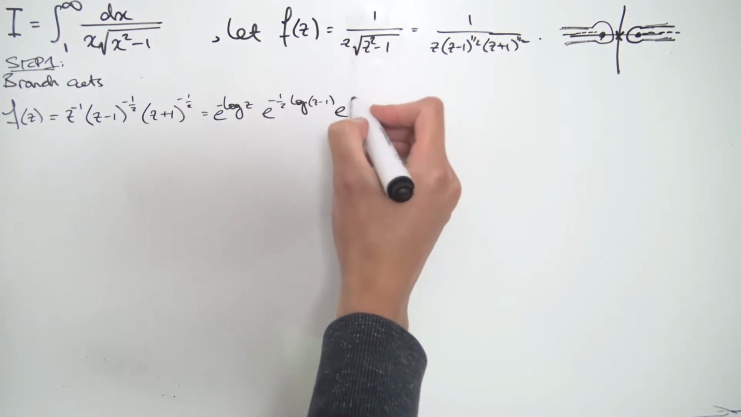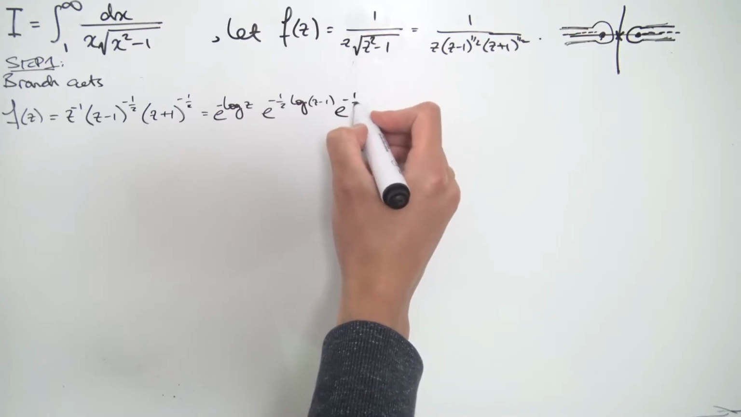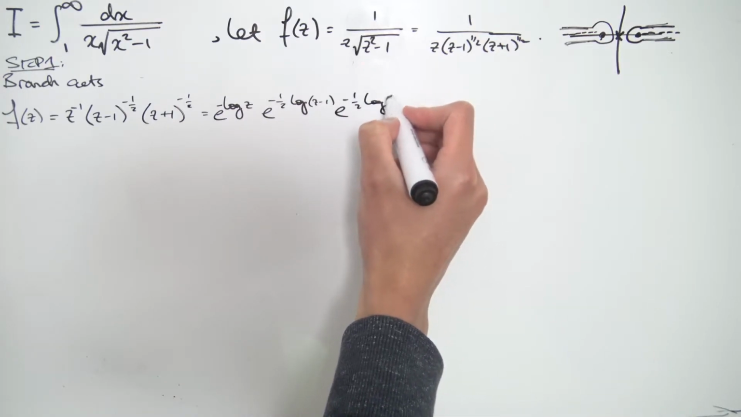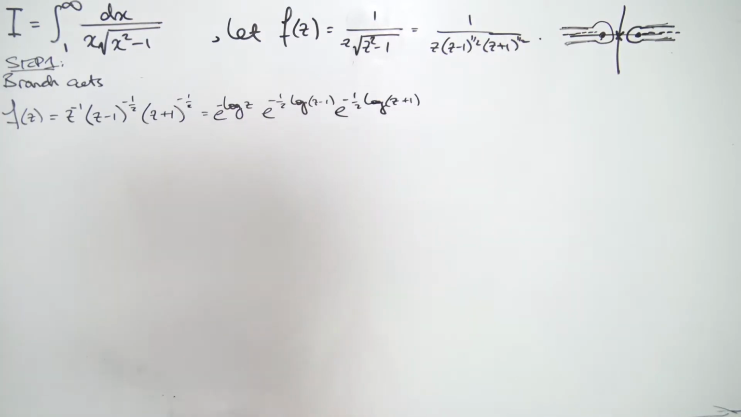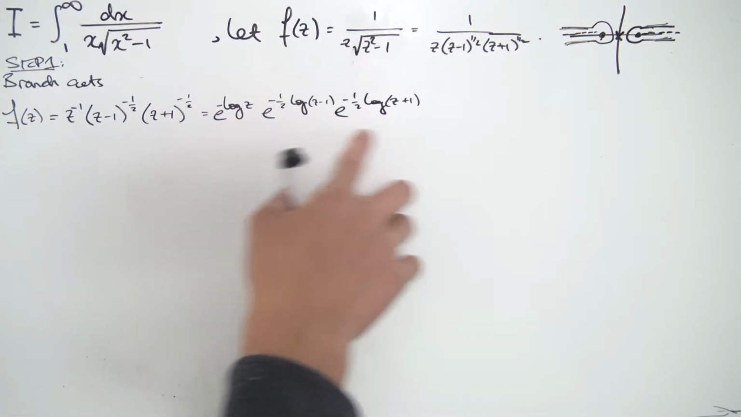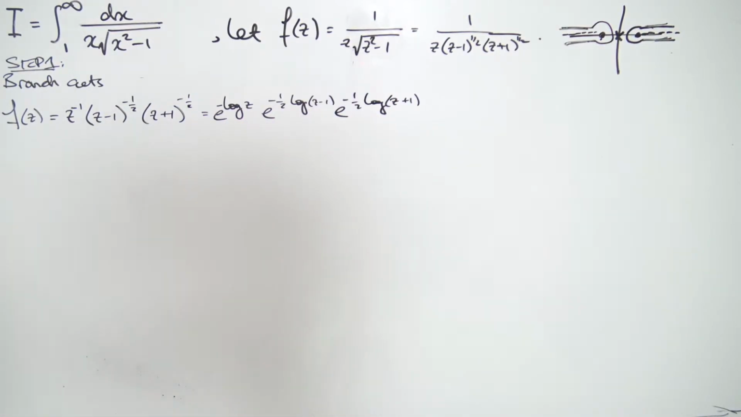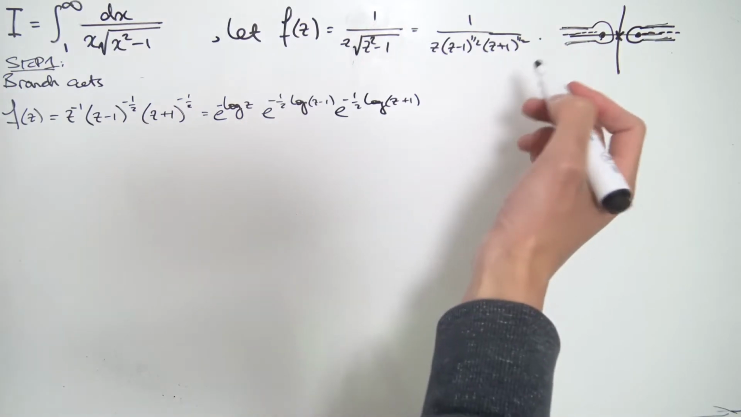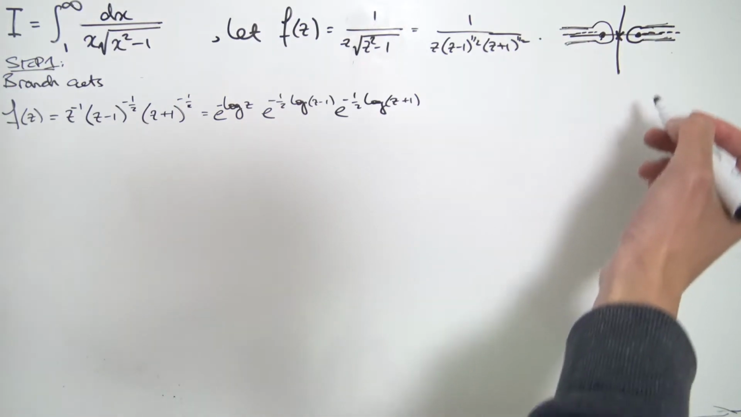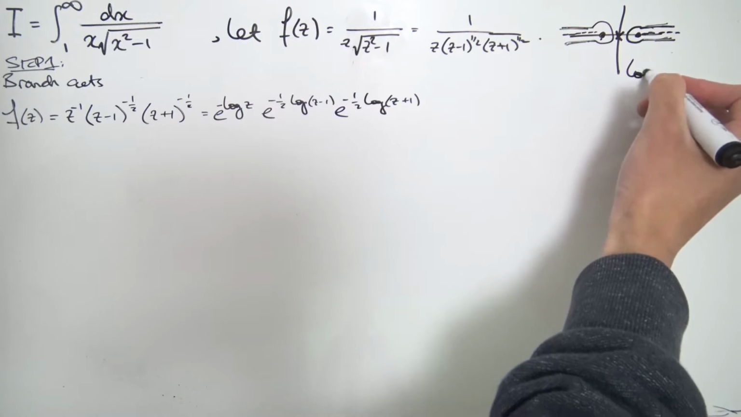But anyways, we also have e to the minus a half log of z plus 1. Okay, and now we have logarithms of complex numbers everywhere. Hopefully you remember how to take logarithms of complex numbers. If not, I'll remind you over here. I've made a video on this as well.